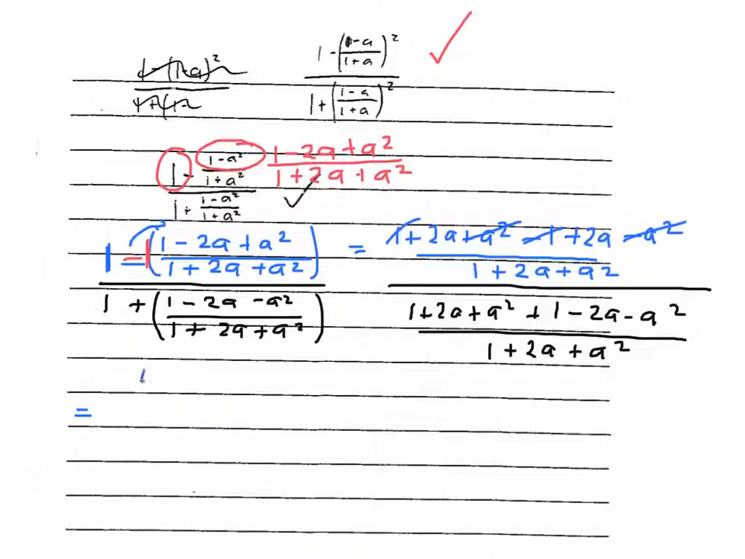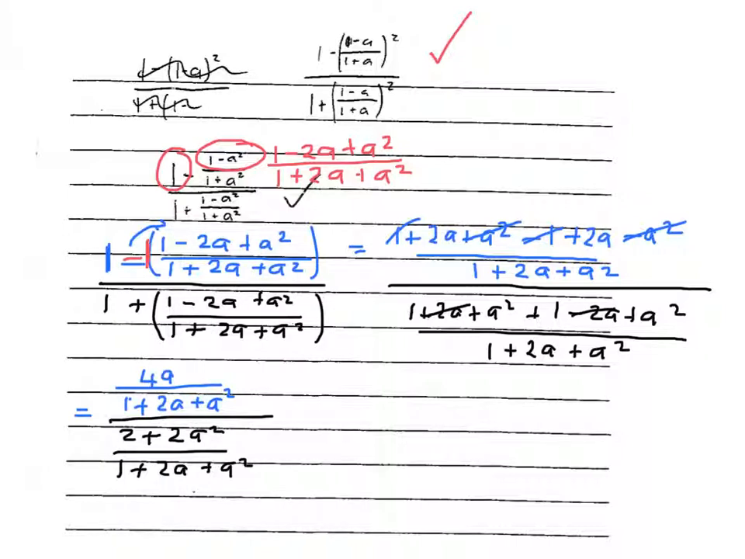So on the top of that fraction is only left a 2a plus a 2a, which is a 4a, over 1 plus 2a plus a squared. And on the bottom of the fraction, I've got 1 plus 1, I've got 2, 2a minus 2a, and a squared minus, did I do that wrong too? 1 minus a times 1 minus a, that should be a plus here, plus a squared. So plus 2a squared over 1 plus 2a plus a squared.